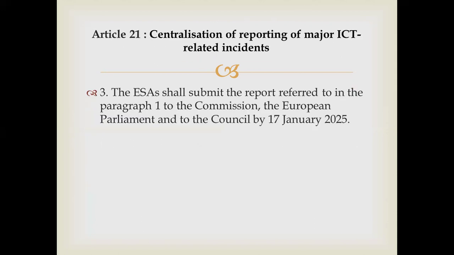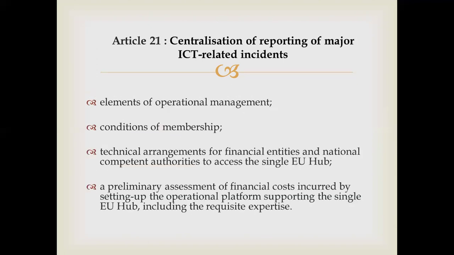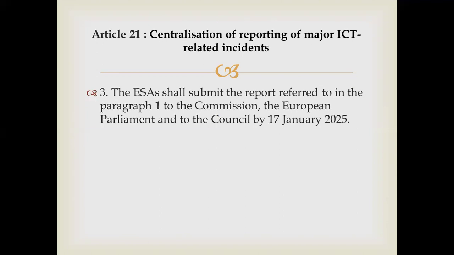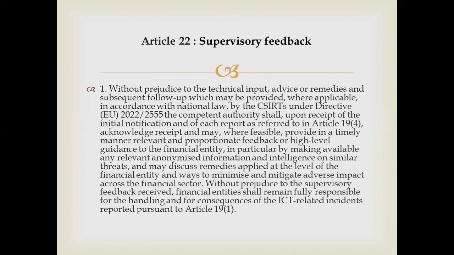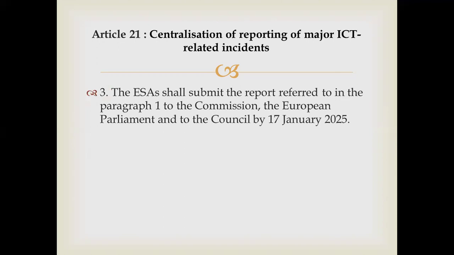Article 21, paragraph 3 says the ESAs, the European Supervisory Authorities, shall submit the report referred to in paragraph 1 to the Commission, the European Parliament, and the Council by 17 January 2025. This is the report on the feasibility of a single EU hub for reporting of major ICT-related incidents. So the deadline for producing that feasibility report is 17 January 2025. Wonderful. Basically, that is what Article 21 is addressing. Can we have a single EU hub for reporting? That would be nice, but let's see what the report will look like at the end of the day.